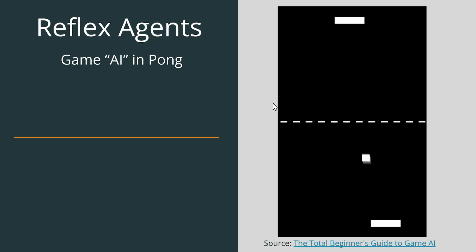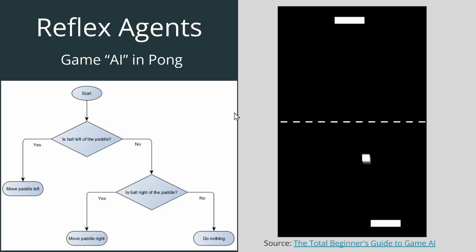So there's many decision trees you can write. One of the basic ones is kind of just follow the ball. The bot would check a condition. It would say, hey, is the ball left of the paddle? If it's yes, then move the paddle left. And if it is not, then we'll branch off into a different scenario where it can possibly move right.